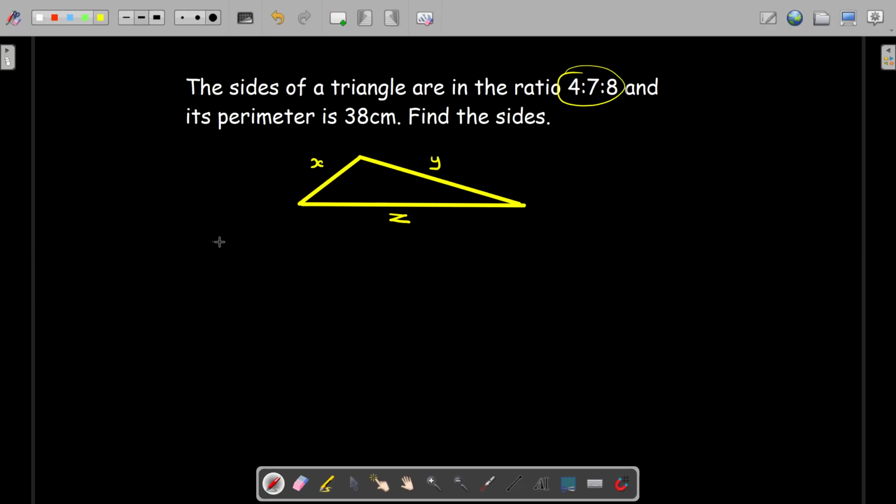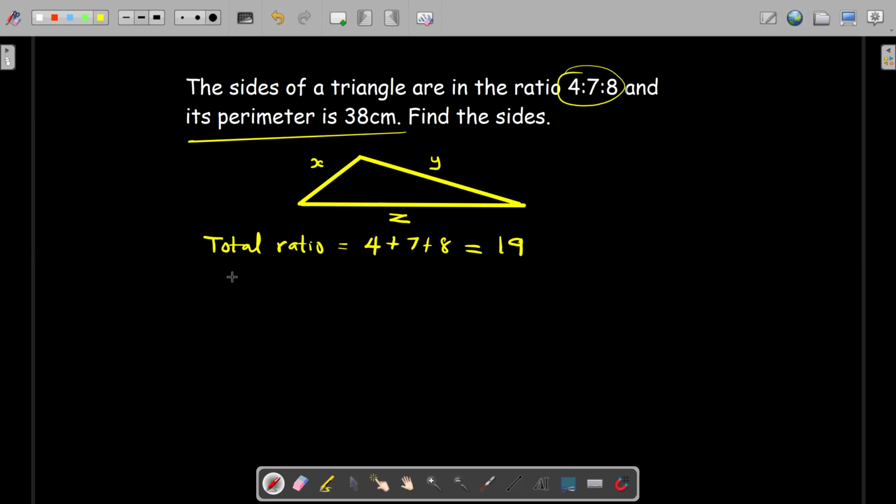First is to find the total ratio. The total ratio is 4 plus 7 plus 8, which will give 19. Okay, so each of these sides takes a portion out of this 19. So from here, the total and the perimeter is given to be 38.